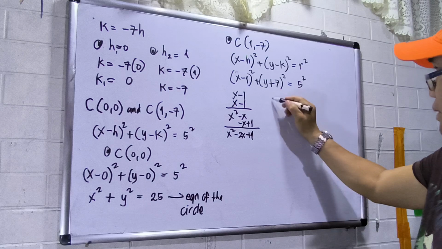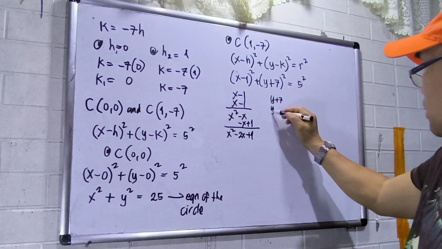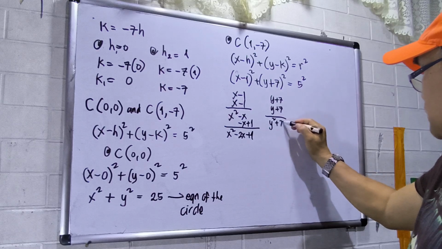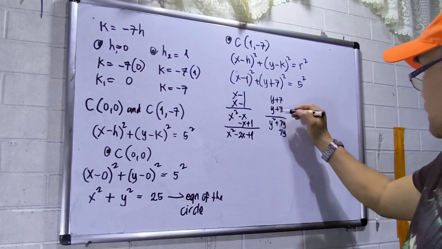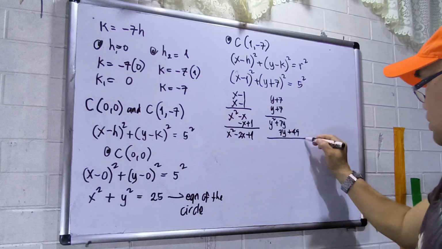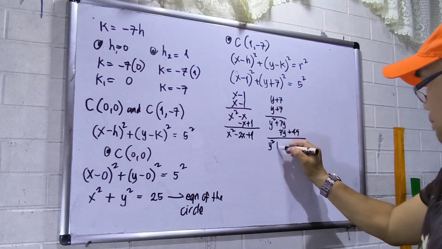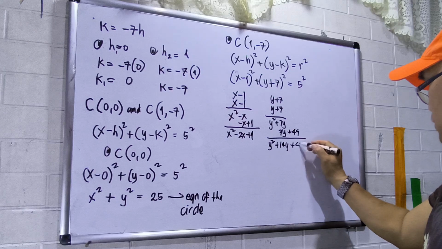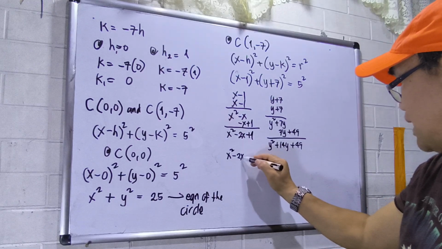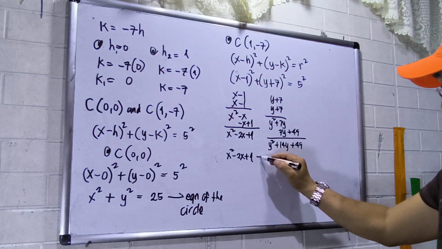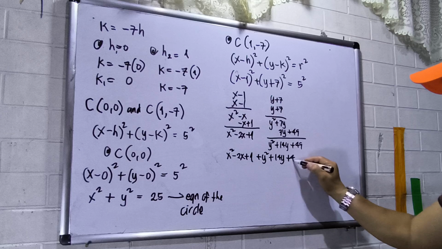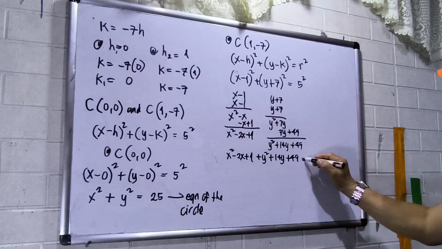How about y? Y plus 7. Y plus 7. So y squared plus 7y, 7y. 7 times 7, that will be 49. So bring down y squared plus 14y plus 49. Okay, so x squared minus 2x plus 1 plus y squared plus 14y plus 49 is equal to 25.